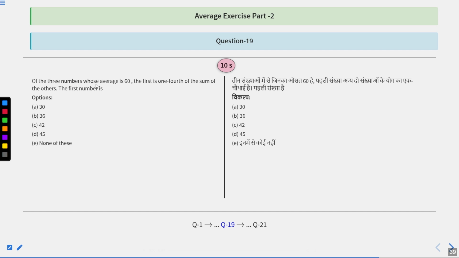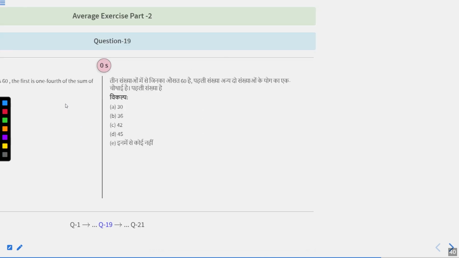Of the 3 numbers whose average is 60, the first is 1/4 of the sum of the others. The first number is? Clear? You have 5 options and 10 seconds to analyze the question. Your time starts now. Now time's up. Let's see the solution.